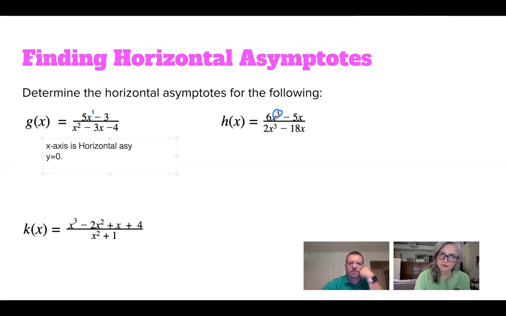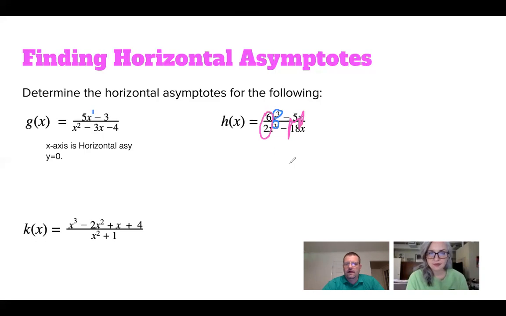Now, the second problem, h of x. I have a 3 exponent in the numerator and a 3 exponent in the denominator. Those x cubes are going to balance each other out, and the rest of this junk you're just going to ignore. Because if I take a really, really big number and cube it, it's going to be huge compared to taking that really, really big number and multiplying by 5. So it's going to dominate for really big numbers when you cube it. So all I'm going to focus on is the 6 and the 2.